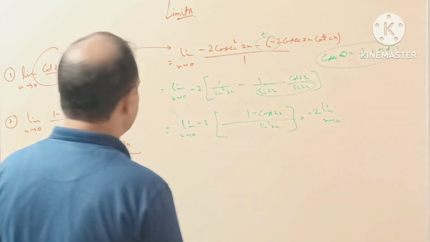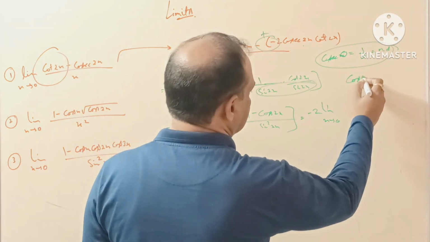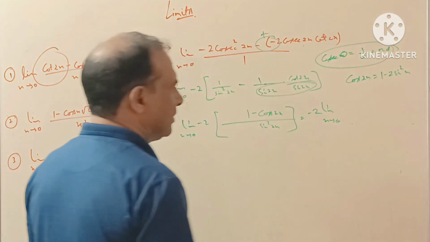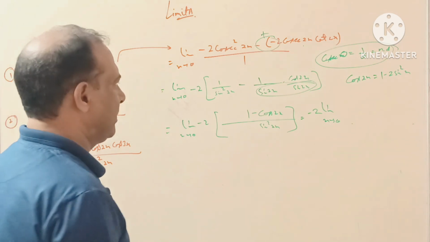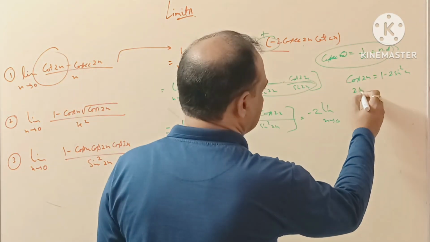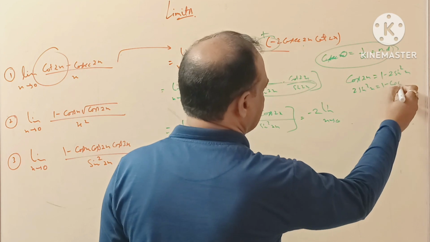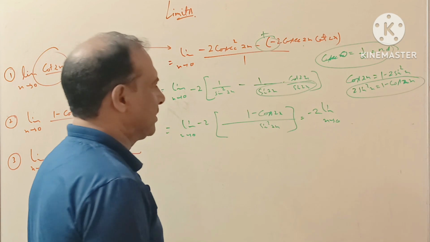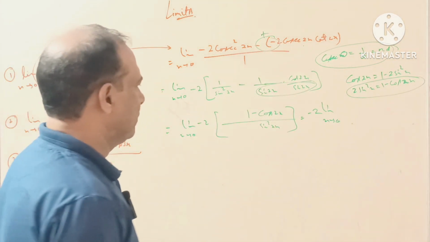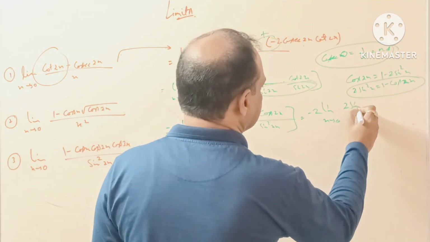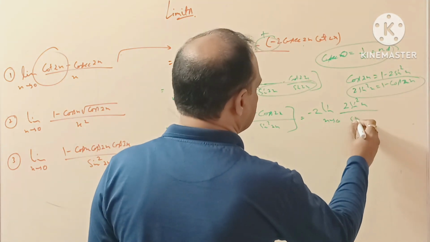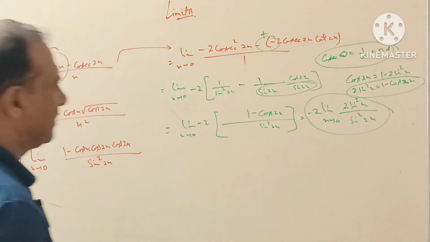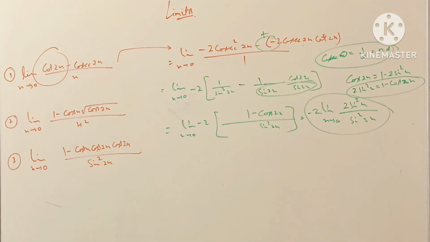cos 2x equals 1 minus 2 sine square x. Okay, this is the formula. So I can write it as 2 sine square x equals 1 minus cos 2x. Fine, this is the formula. Now this limit, minus 2 limit x tends to 0, will give me 2 sine square x over sine square 2x. This is the right approach. Fine.